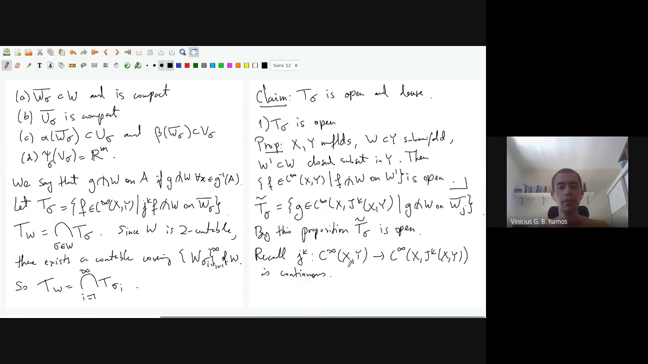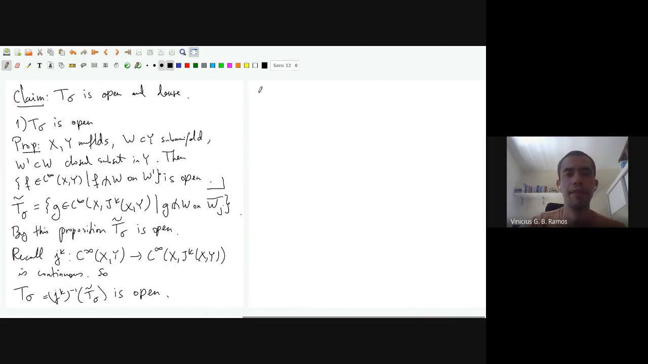Yes. So T sigma, which is just the inverse image of T sigma tilde, is open. And we're done. Okay, any questions? All right, so now we're going to prove that T sigma is dense. So that's the more interesting part, or the new part, I should say.